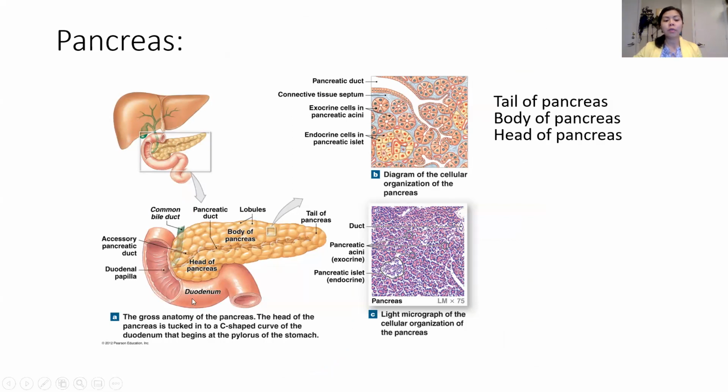So you want to locate the duodenum first and then allocate where the head and the tail of the pancreas would approximately be found. The pancreas has certain histology, which is a review from the endocrine system we talked about earlier this semester.